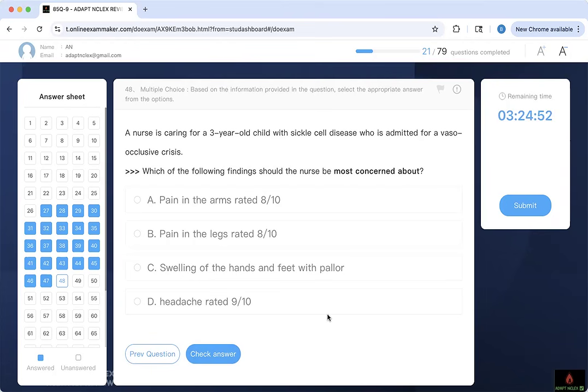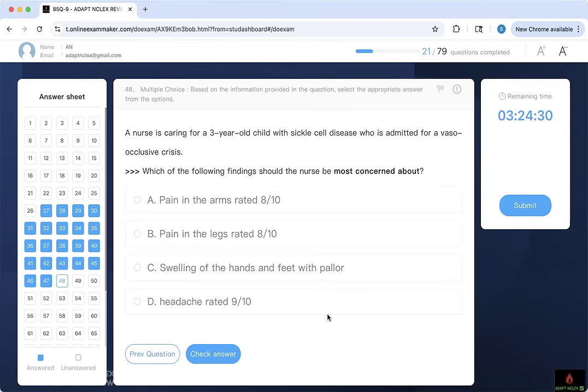Which of the following findings should the nurse be most concerned about? Bad problem. A nurse is caring for a 3-year-old with sickle cell who is admitted with vaso-occlusive disease. He's in vaso-occlusive crisis. Which one is more concerning? Pain, 8 out of 10 in the hand. Pain, 8 out of 10 in the leg. Swelling of the hand and feet with pallor. Headache, 9 out of 10.